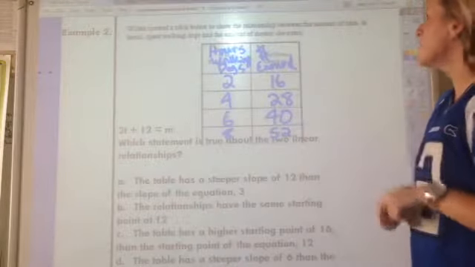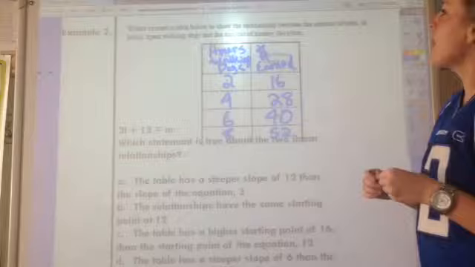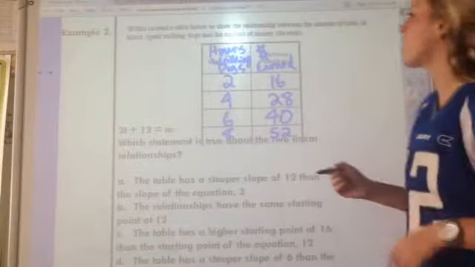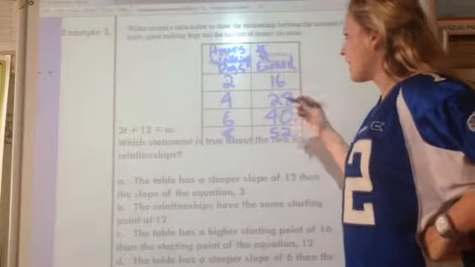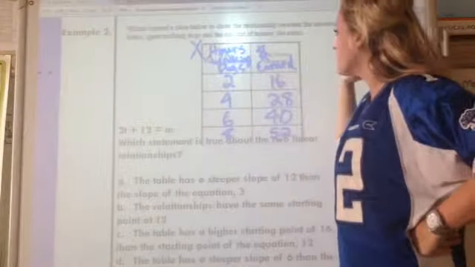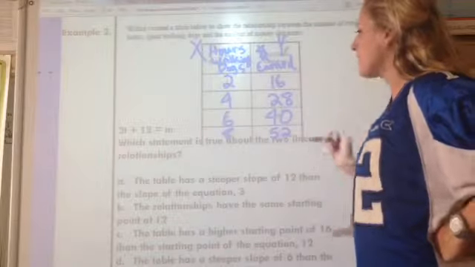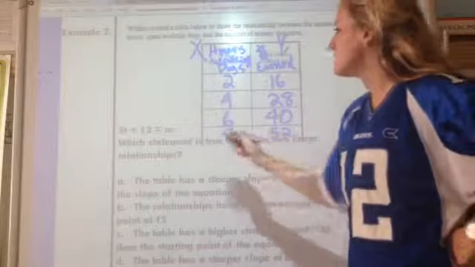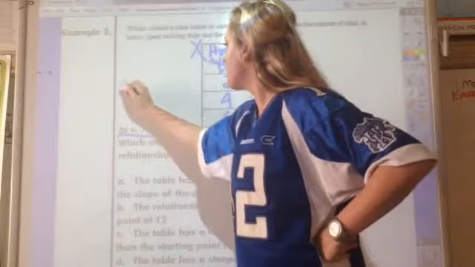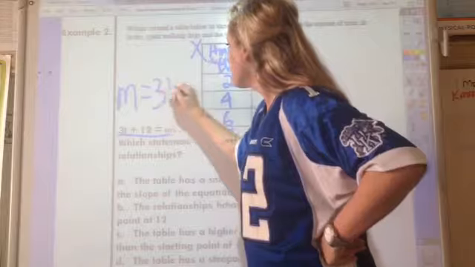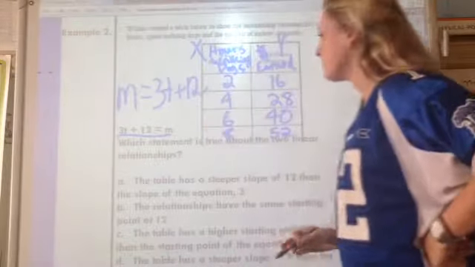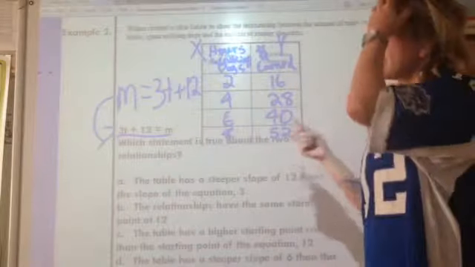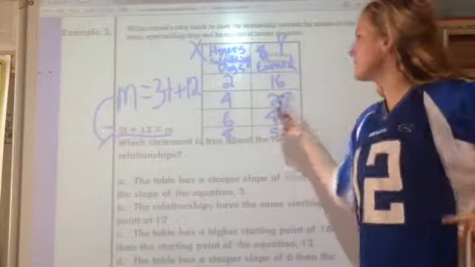Wilma created a table below to show the relationship between the amount of time in hours spent walking dogs and the amount of money she earns. So go ahead and draw a rough table where X is my hours walking dogs and Y is my money earned. Now I'm comparing this table to this other equation of M equals 3T plus 12. And this is the equation I'm comparing the table to.